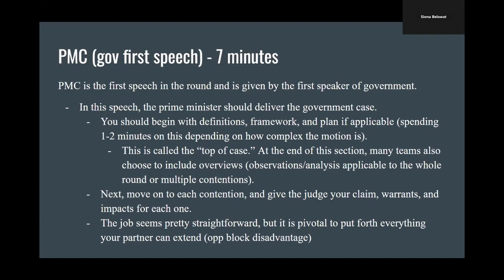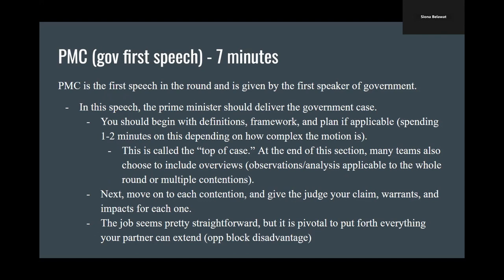Now, let's talk about the speeches in detail. The first speech of the round is the Prime Minister Constructive, or the Gov First speech given by the Gov First speaker, and it is 7 minutes. In this speech, the Prime Minister should deliver the government case. What does this include? The gov case is definitions, framework, and a policy plan, if applicable.